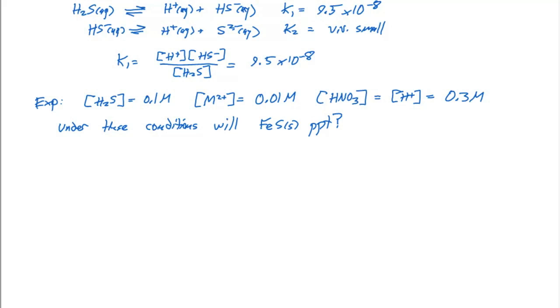And whether or not this precipitation will form will dictate whether or not this cation is in group 2 or if the cation is in group 3. So we have to think about what's going on in solution. Our first thing that we look at is if we have iron sulfide as a solid, it's going to form an equilibrium with iron 2 plus in solution plus S2 minus in solution.